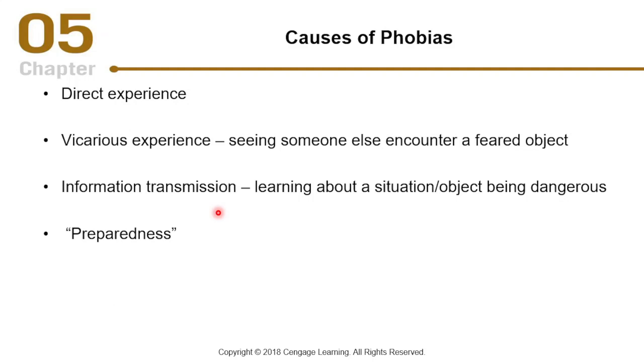Then we also have information transmission, learning about a situation or object being dangerous. For example, my friend, a former co-worker, who doesn't want to ride a boat. She learned it only from her mother. Her mother told her, don't ride a boat because it might sink. I think her mother had experienced riding one before, just crossing a river, and the boat had some holes in it. But they made it to the other side of the river. After that experience, she told my co-worker not to ride a boat because it's dangerous. So that's information transmission.